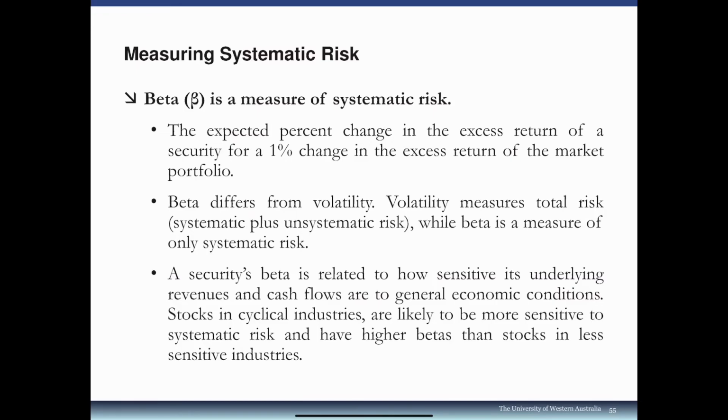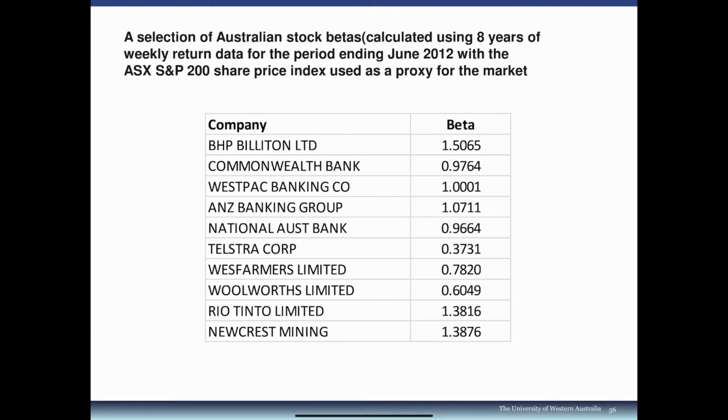You can think about a security's beta as related to how sensitive its underlying revenues and cash flows are to general economic conditions. Stocks in cyclical industries are likely to be more sensitive to systematic risk and have higher betas than stocks in less sensitive industries, right? So if you compare Telstra, which has a beta of 0.3731, and BHP, which has a high beta, that just means BHP is more sensitive to how good the market is.